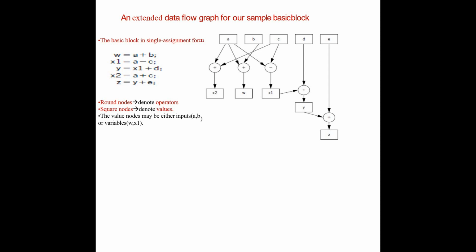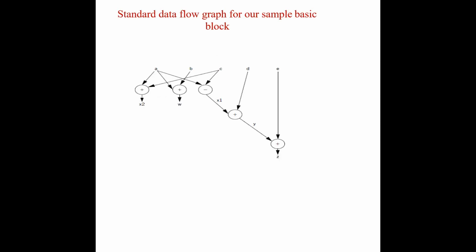So here is an extended data flow graph for our sample basic block. Here you can see the diagrammatic expression for W is equal to A plus B. Here we can obtain W by using A and B values by adding these two values. Round nodes denote the operators and square nodes denote the values. The standard data flow graph for our sample basic block is shown in the figure.